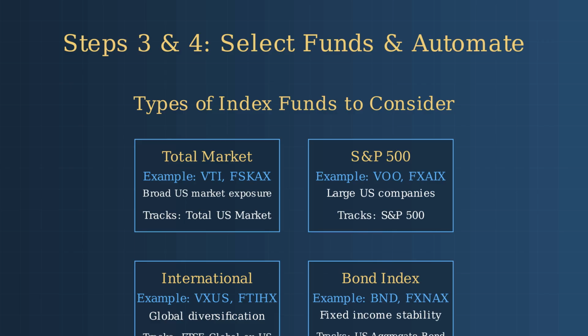Automating your investments is crucial for long-term success. Set up recurring transfers from your bank account, choose between dollar-cost averaging or lump sum investing, select a contribution frequency, and reinvest all dividends automatically.